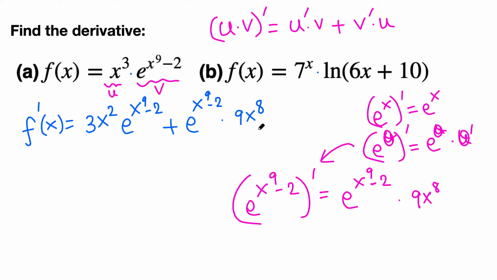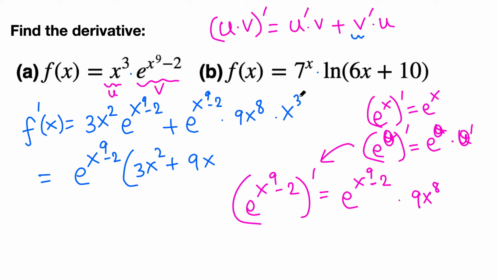So that's the v prime. Okay, that part here times the first factor x cubed. So we don't have to simplify. This is the final answer. Or if you want to simplify, maybe factor out this exponential function, that leaves 3x squared plus here 9x to the 8, and 3 copies, but you may leave it here.